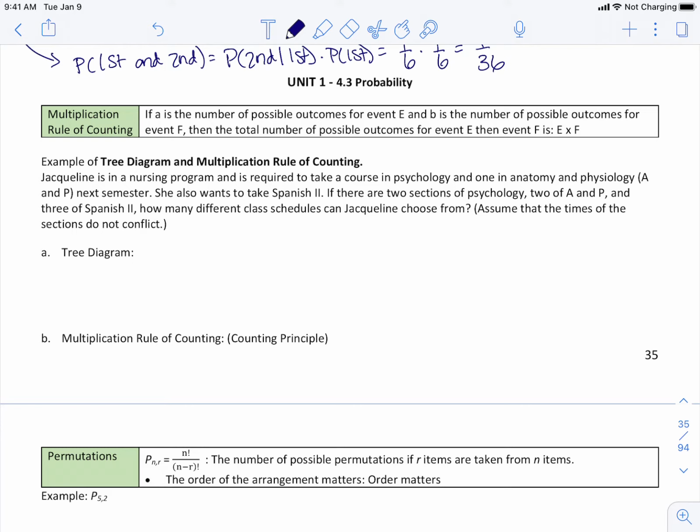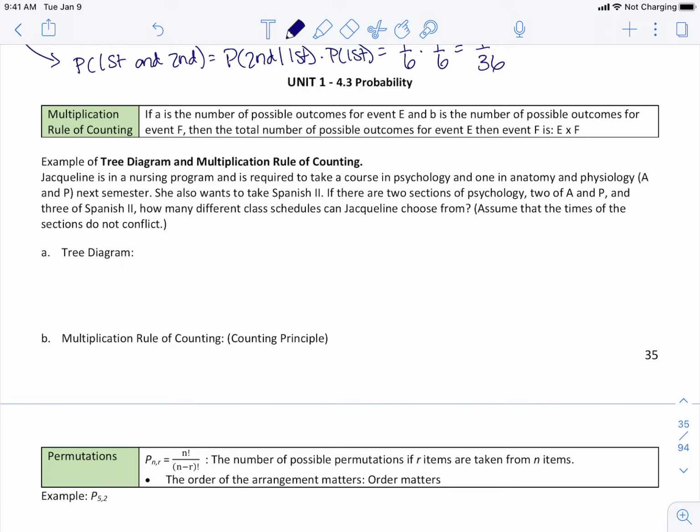So Jacqueline is in a nursing program and is required to take a course in psychology and one in anatomy and physiology, A and P, next semester. She also wants to take Spanish 2. If there are 2 sections of psychology, 2 of A and P, and 3 of Spanish 2, how many different class schedules can Jacqueline choose from? Assume that the times of sections do not conflict.